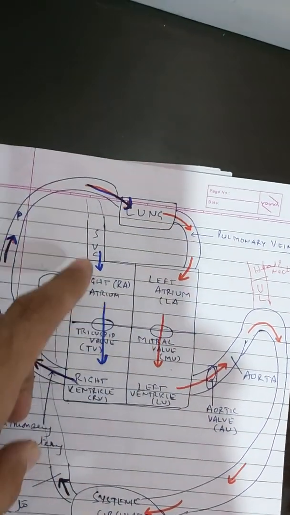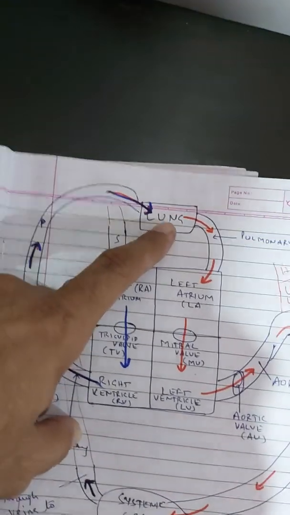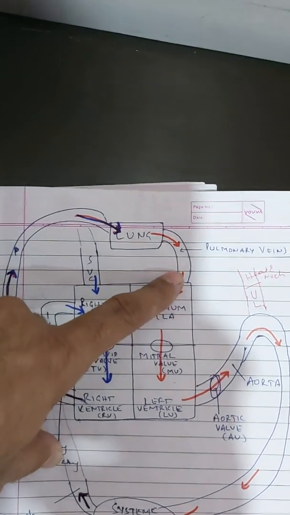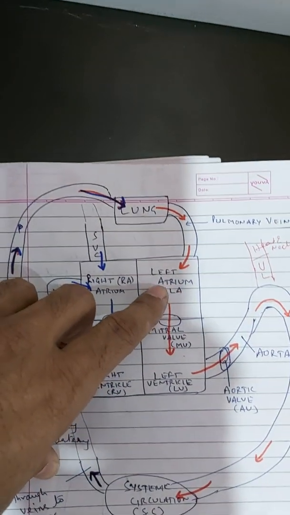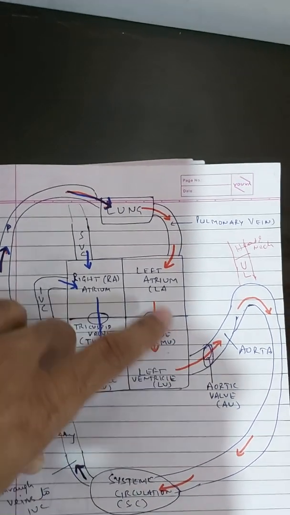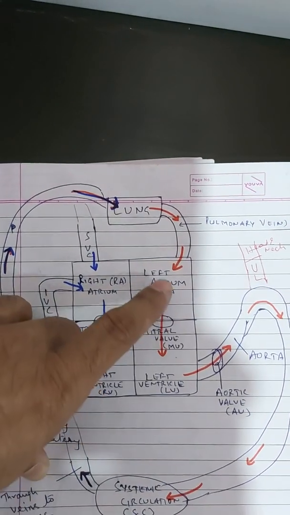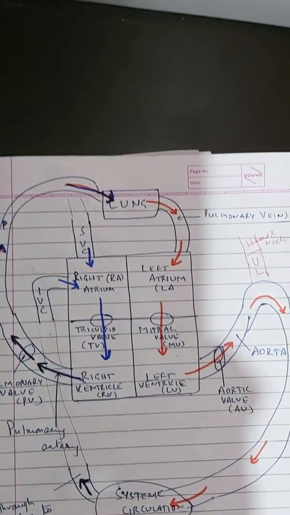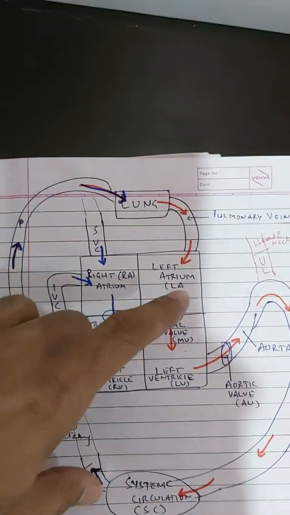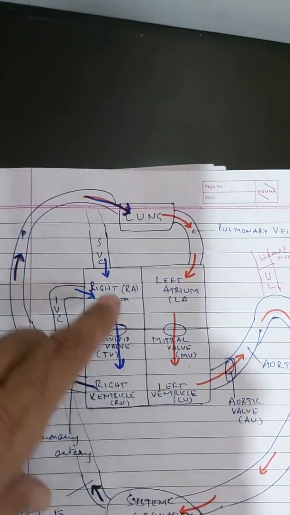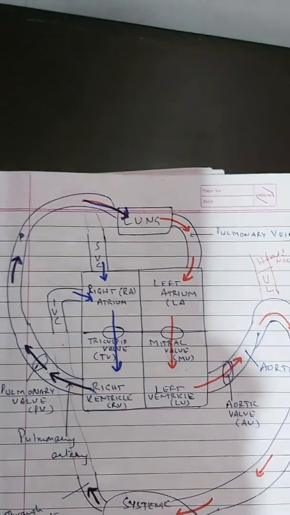Okay. So when blood has got oxygenated in the lung, it returns to the left atrium through the pulmonary vein. From the left atrium, the blood will now reach the left ventricle. This is the diastolic period. During the diastolic period, there is rapid ventricular filling. That is, blood gushes from the left atrium to the left ventricle and from the right atrium to the right ventricle. This is called rapid ventricular filling.